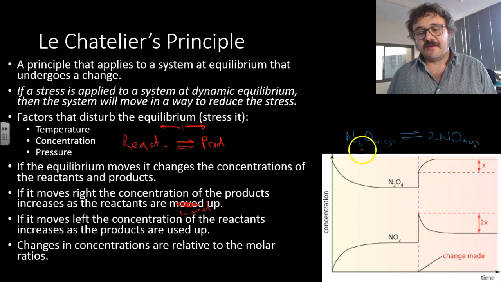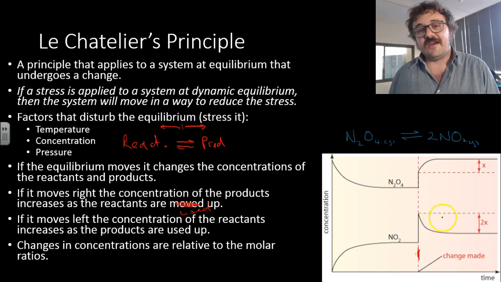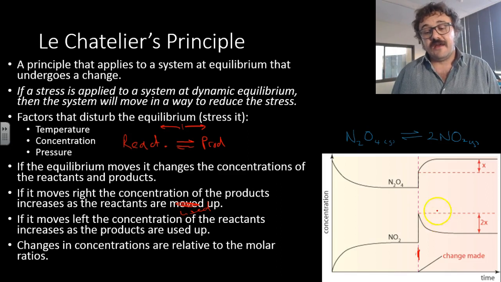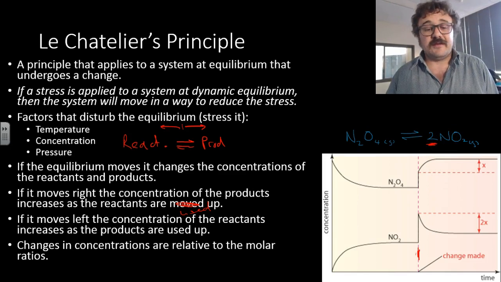For example, here we have dinitrogen tetraoxide decomposing into nitrogen dioxide. There are twice as many nitrogen dioxide molecules. So when a change is made to the system, or a stress is applied, you'll see that the change results in a double change, a twice as large change in the concentration of the NO2, because it has twice as many moles of it in the first place.